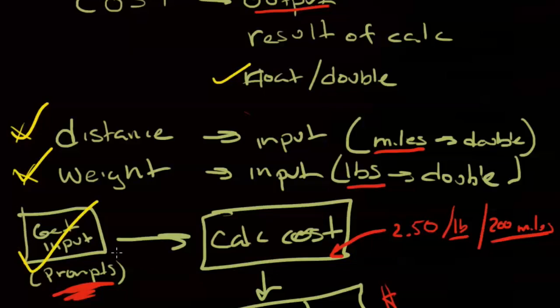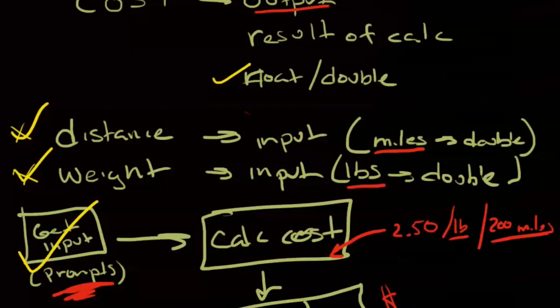So let's assume first off, let's forget about distance. If we have something that is 5 pounds, it should be 2.50 times 5 to ship it 200 miles. So if it's a pound, it should be $2.50 to ship it 200 miles. So let's just write that equation in, or write that formula in.